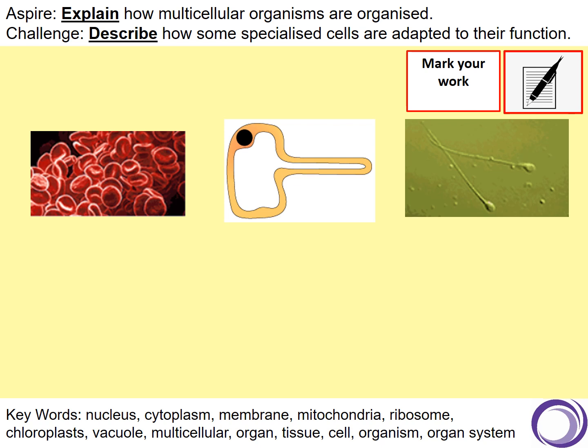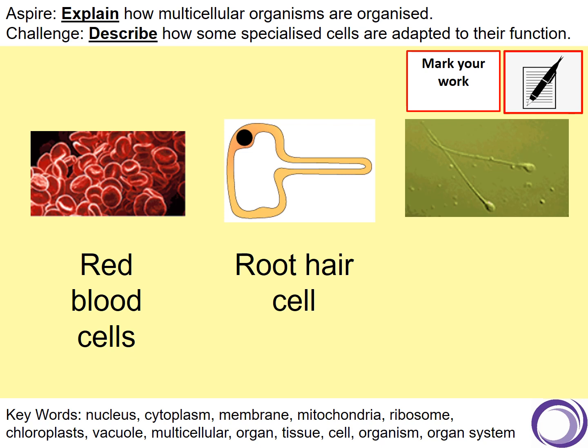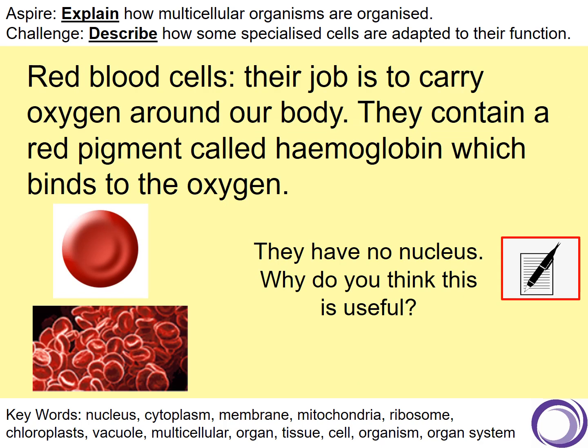Okay, so the answers that you should have written down on your sheet of paper should be a red blood cell, which you'll find in an animal, a root hair cell, which you will find in a plant, and a sperm cell, which you will also find in an animal. So looking at these cells in a little bit more detail. So red blood cells. Their job inside our blood is to carry oxygen around our body, and they contain a red pigment called haemoglobin, which the oxygen binds to. That means it sticks to it.